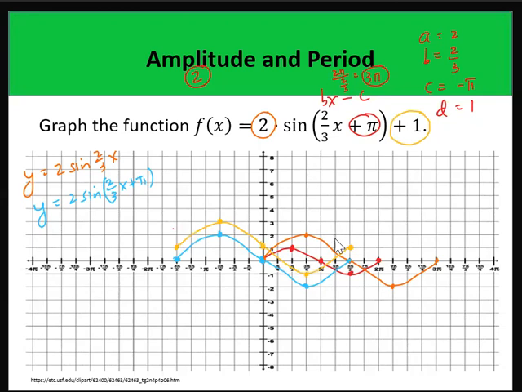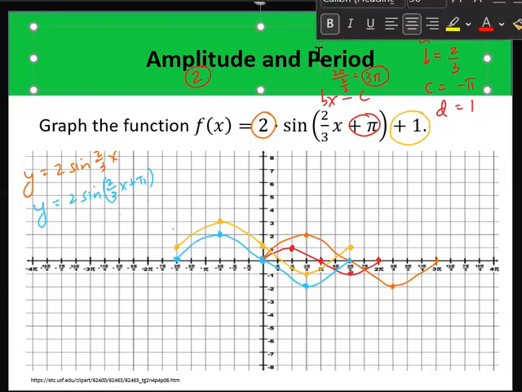So this ends our video about graphing of sine and cosine function with the application of the amplitude, period, and the horizontal and vertical shift.